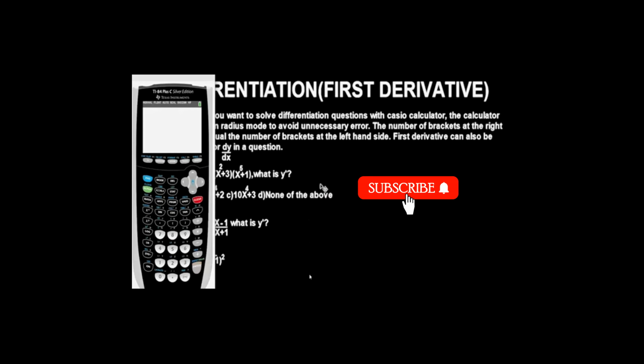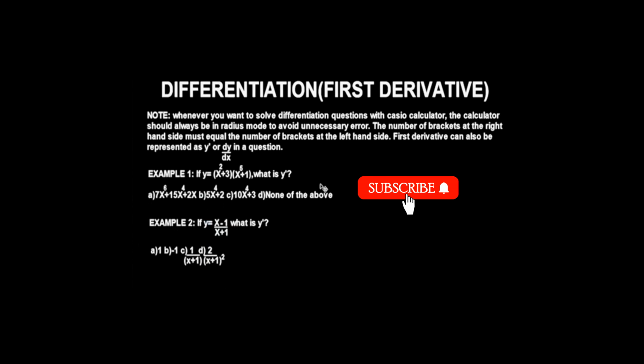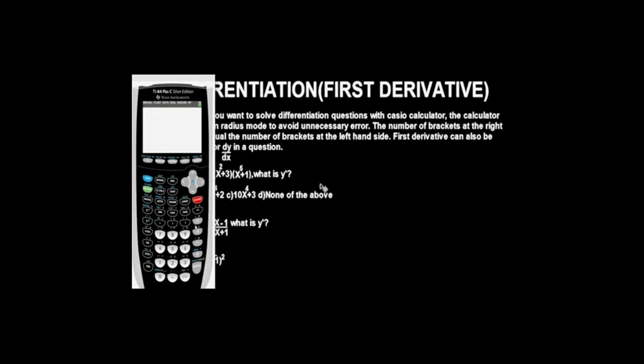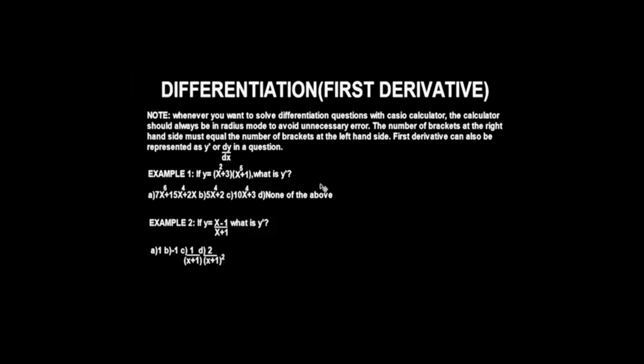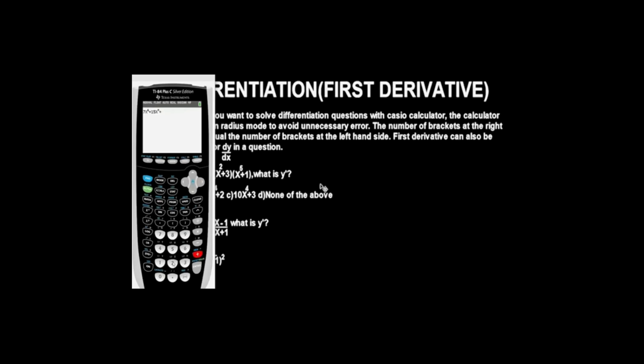Okay, so let's begin with option A. Let's check what is there. So we have 7x to the power 6, plus 15x to the power 4, make use of the power function, you come down. Then what else do we have there? We have plus 2x, okay, so we are good to go.